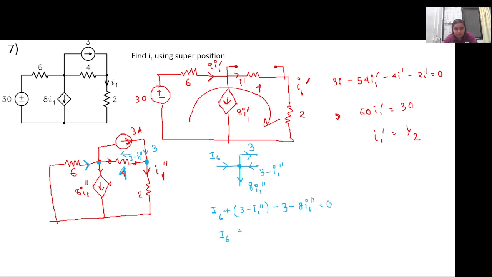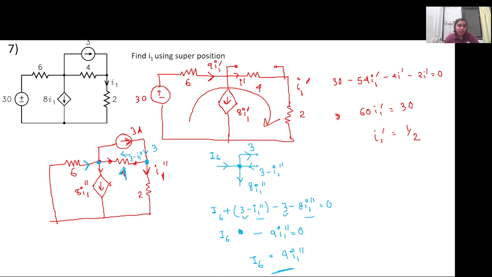So I6 plus, this 3 minus this 3 will get cancelled. So it will be minus I1 double dash and minus 8 I1 double dash. This is 9 I1 double dash, equal to 0. So I6 will be equal to 9 I1 double dash. In case you are not able to figure it out, please write it in the form of an equation and just solve it. That way you'll get the correct value. Don't make a mistake here, because then your entire process will go wrong and you will end up with the wrong value even after putting so much effort into solving.